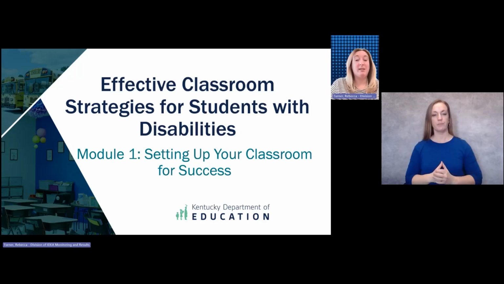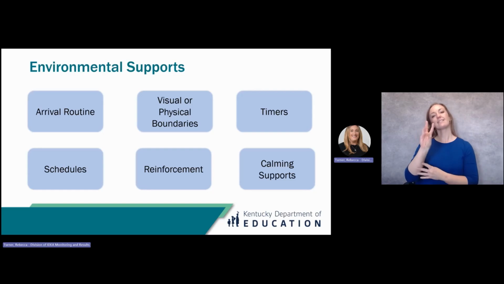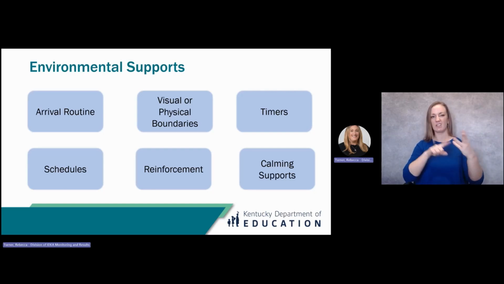In this presentation, we will discuss ways to modify your classroom setting to help all students be successful. Over the next few minutes, we'll focus on 6 environmental supports that special education teachers can implement across settings to help students be successful. These supports include a structured arrival routine, creating boundaries, implementing timers, having a structured and visible schedule, using reinforcement, and creating individual calming spaces.